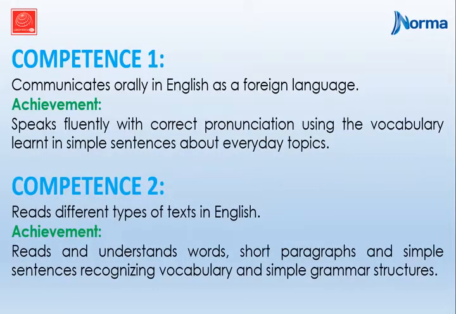The first competence today is to communicate orally in English as a foreign language. The achievement: speaks fluently with correct pronunciation using the vocabulary learned in simple sentences about everyday topics. The second competence is reads different types of texts in English. The achievement: reads and understands words, short paragraphs, and simple sentences, recognizing vocabulary and simple grammar structures.